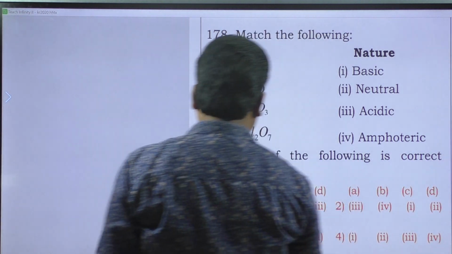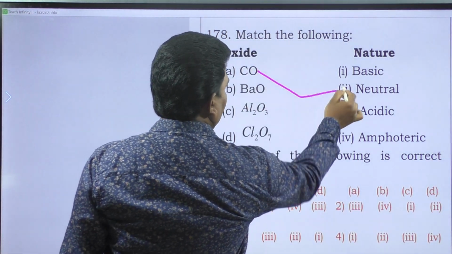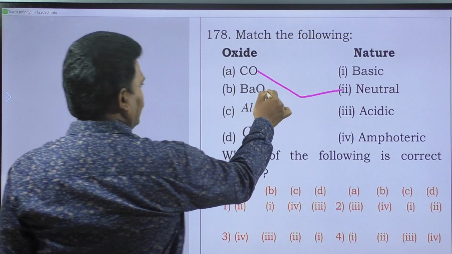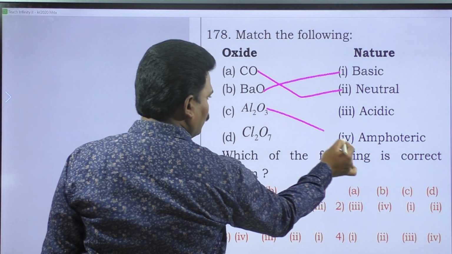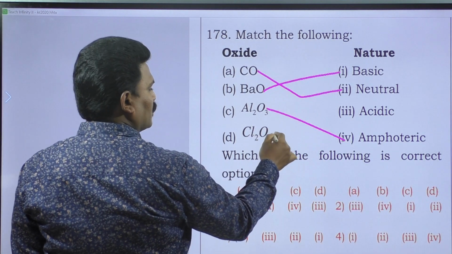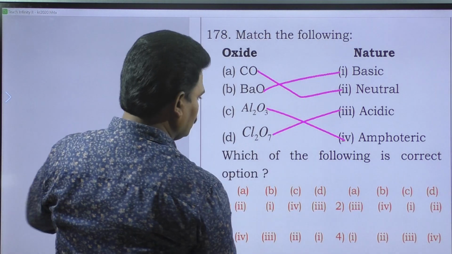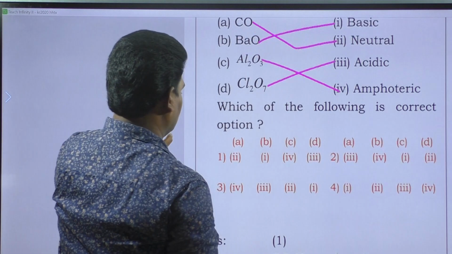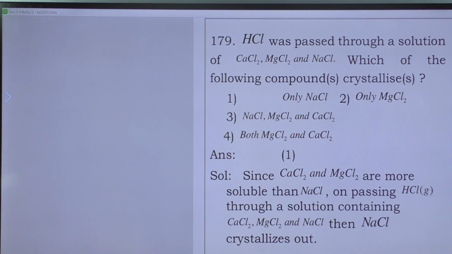179. Match the following. Look at CO, a neutral oxide, and BaO, a metal oxide of basic nature. Al2O3 is an amphoteric oxide, so amphoteric nature, metal oxide. Cl2O7 is a non-metallic oxide of acidic nature. So the option is verified, first option. And then go to the next question.